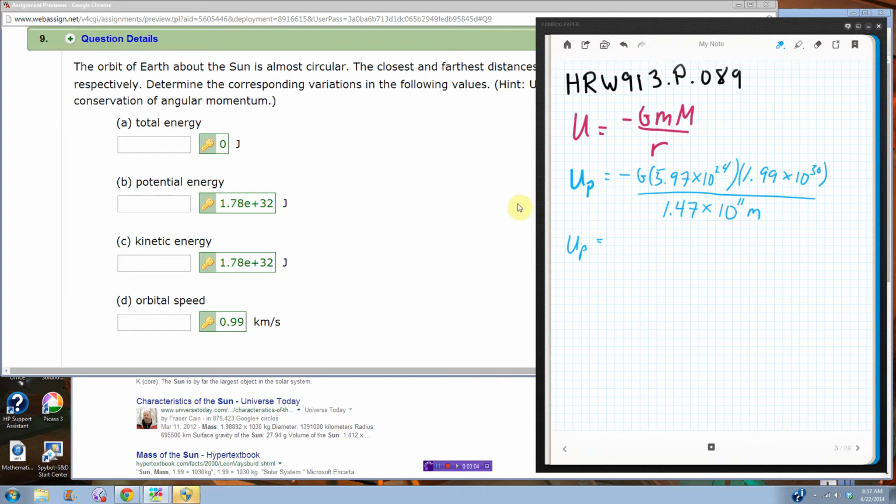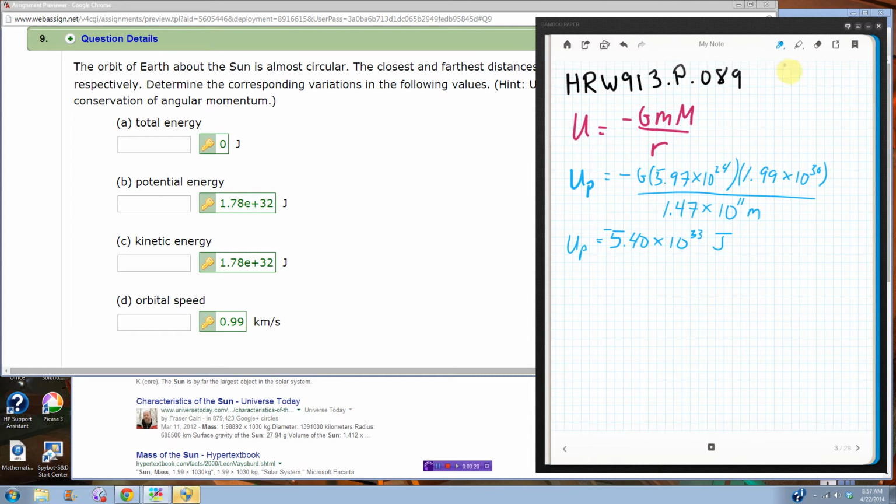5.3996. So that's 5.40. I don't know why I have trouble closing off my 5s. Weird. Times 10 to the 33rd joules. Oh yeah, and don't forget that that's a negative number.